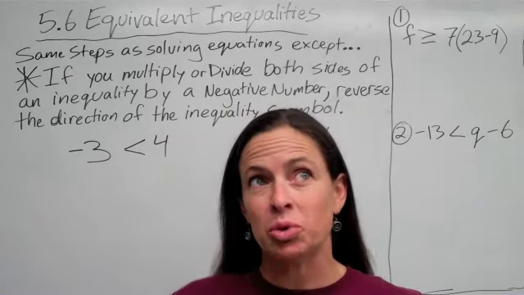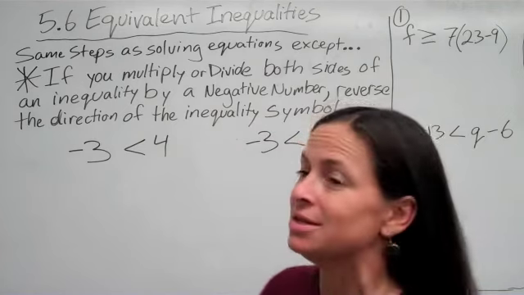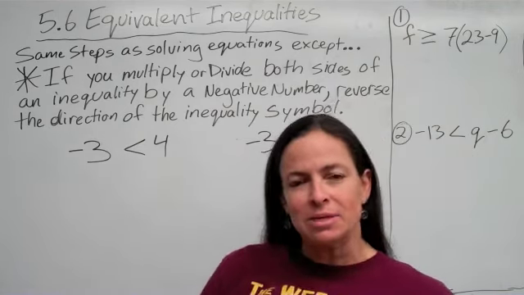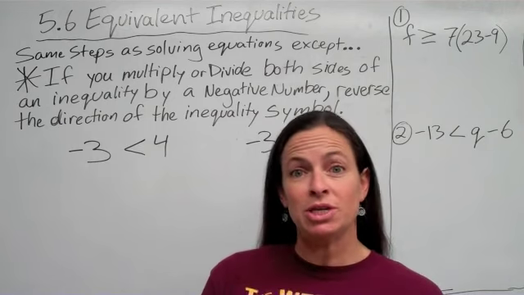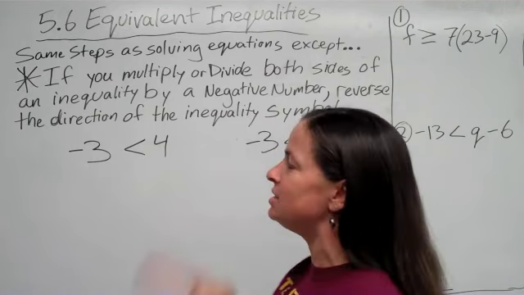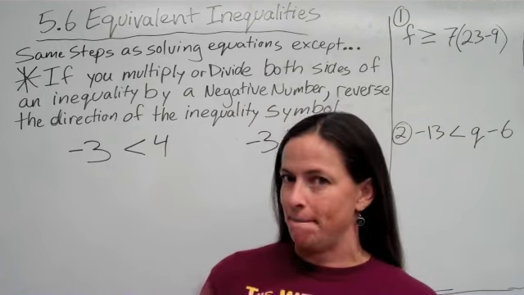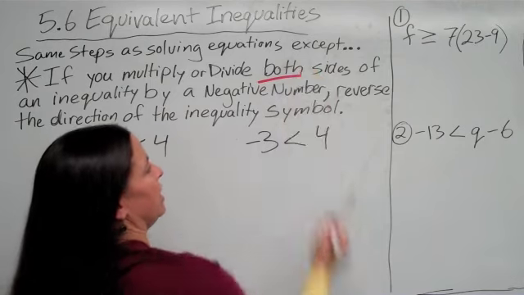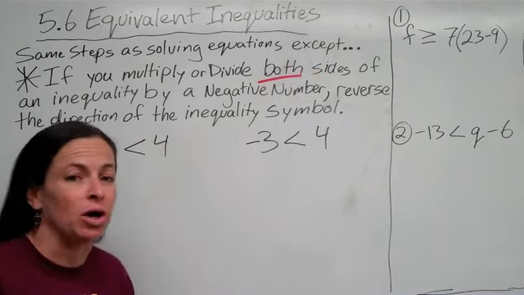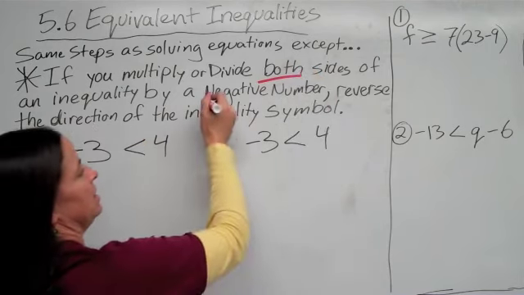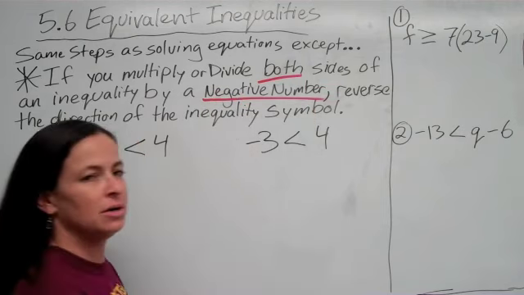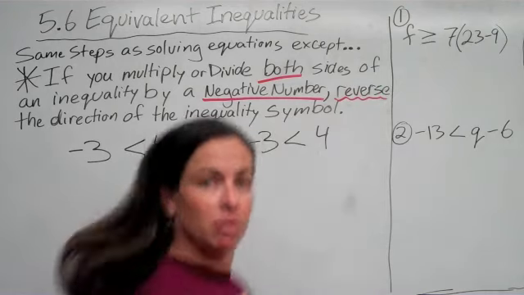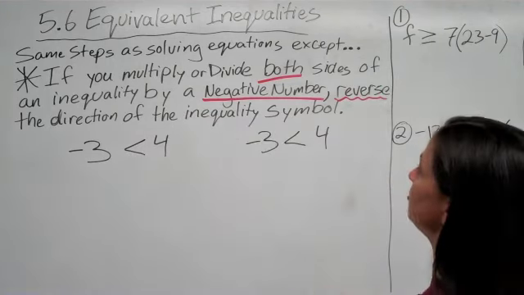5.6 equivalent inequalities. We are going to have exactly the same steps as we did when solving equations. The difference is when we multiply or divide both sides of the inequality by a negative number, we want to remember to reverse the direction of the inequality symbol.